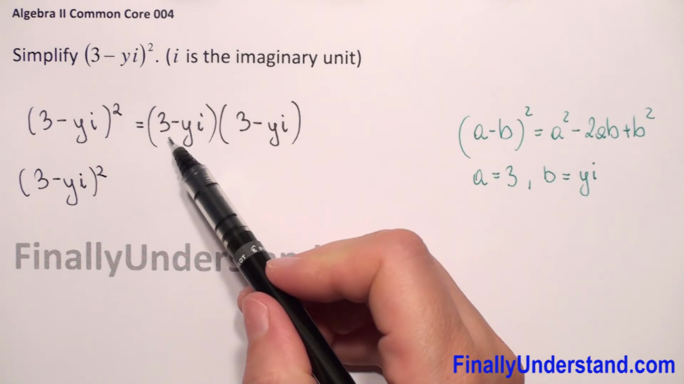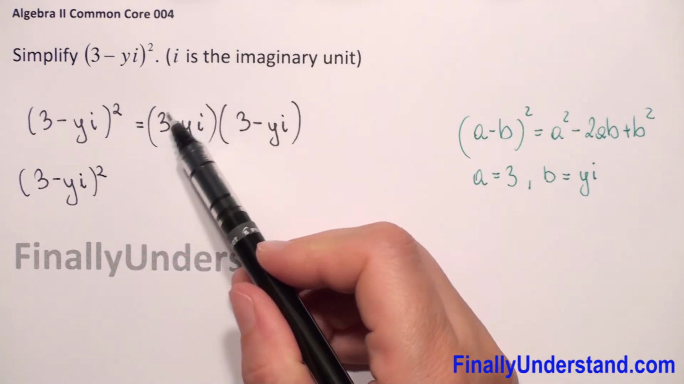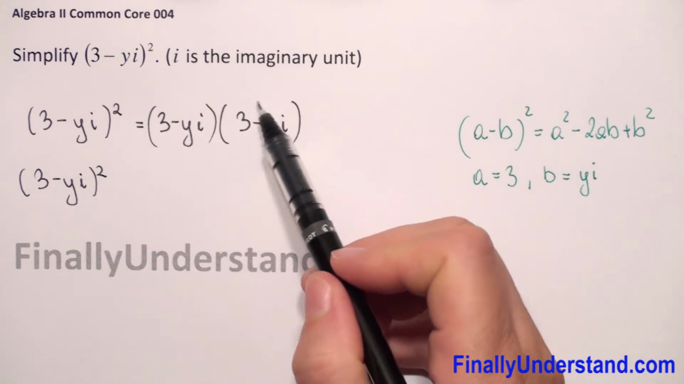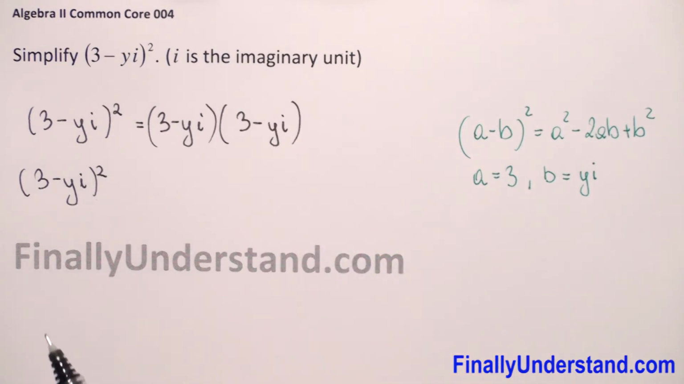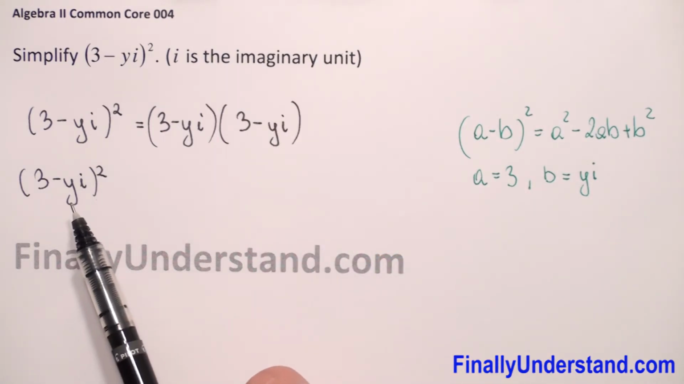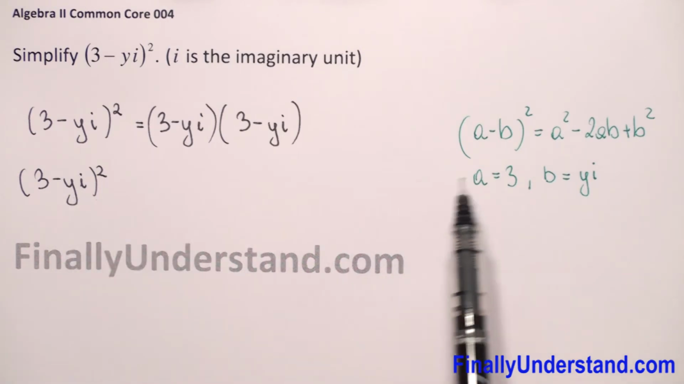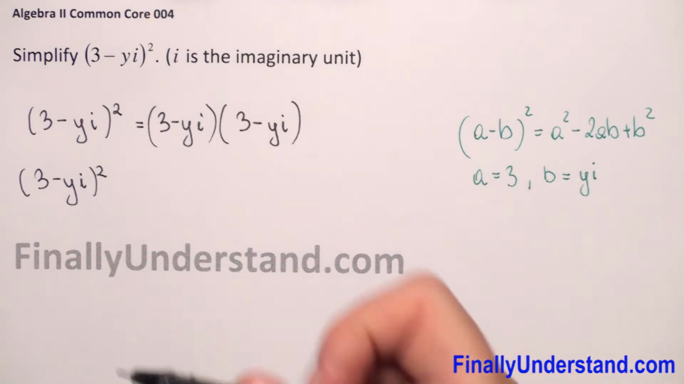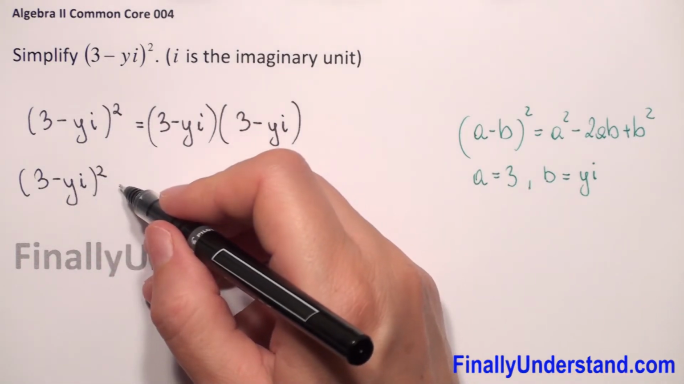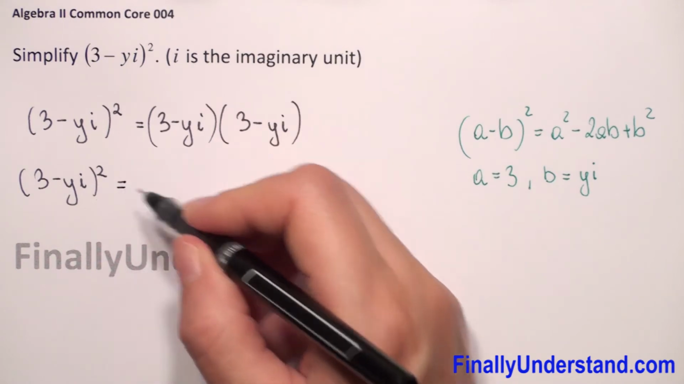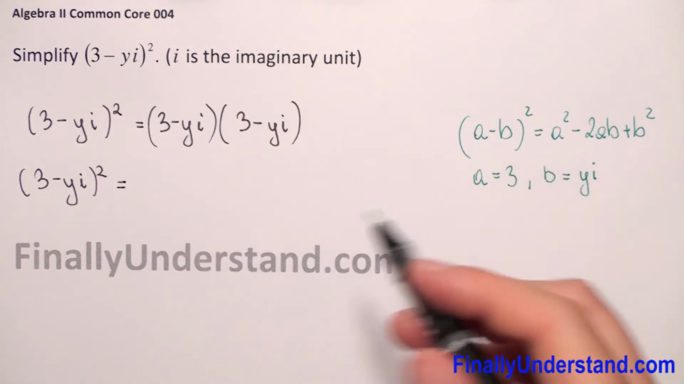Or you can always multiply every expression in the first parenthesis by every expression in the second parenthesis, and the result will be the same as what I will get from using this formula, square of difference. So let's first do this (3 minus yi) to second power by using this formula.